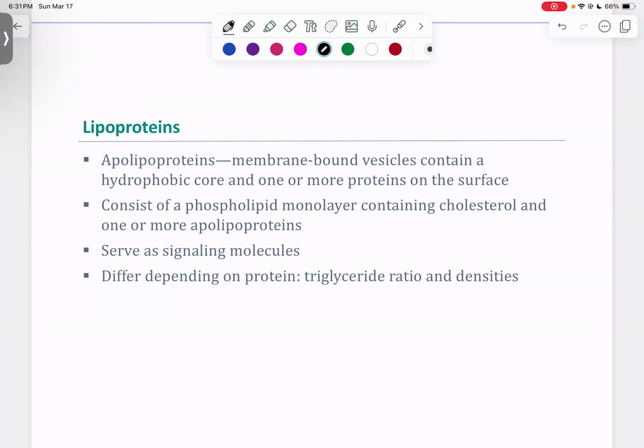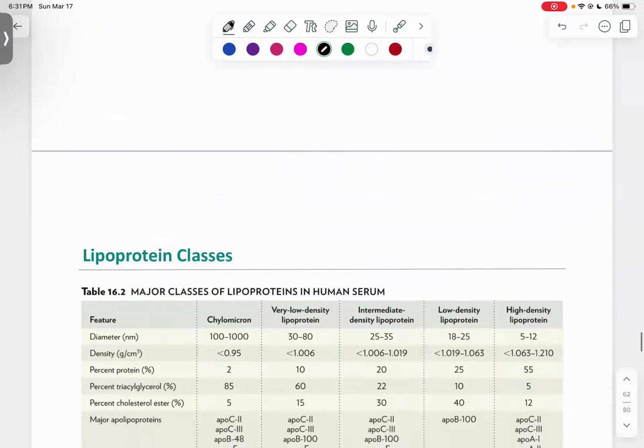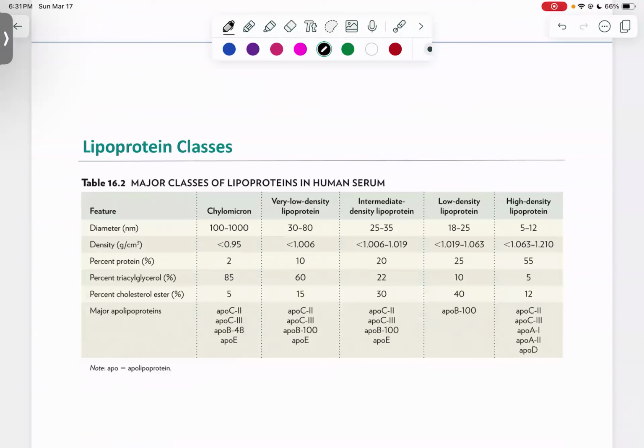And a lot of times it actually serves as a signaling molecule, right? Depending on the ratio of protein to triglycerides, it will tell you these are higher density, these are lower density. And so they have different functions, right? The functions of our lipoproteins vary, and they depend on the type of apolipoprotein and the lipid cargo that they carry, because that changes their density. And so they behave differently. We've talked about all these different kinds before, but now we're going to give them functions.